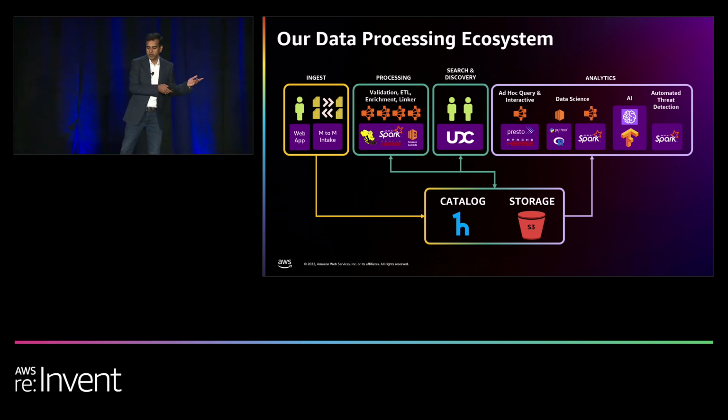Earlier when we started our cloud journey, we used to have Hadoop and Hive. Now we use the Spark ecosystem that includes PySpark, Scala, and Spark SQL. Along with that, we also use machine learning and AI technologies that include TensorFlow and SageMaker.